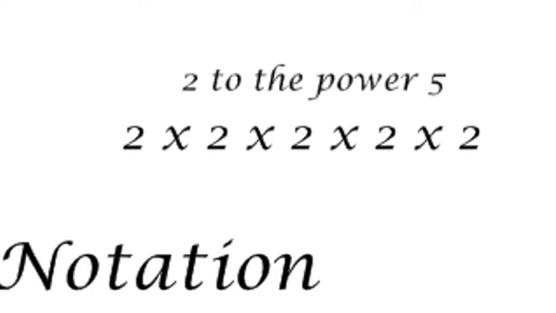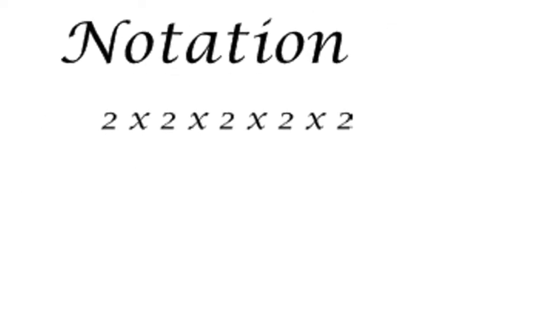So let's think about the notation. Let's think about how we write it. Let's go back and look at the example we just talked about. 2 times 2 times 2 times 2 times 2. We don't always want to say that, so we say 2 to the power 5, 2 raised to the power 5. This little caret symbol means being raised to the power.